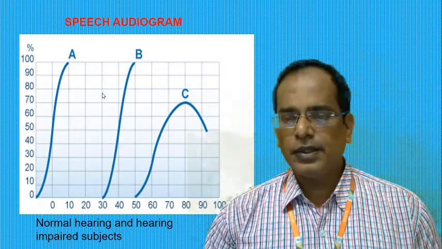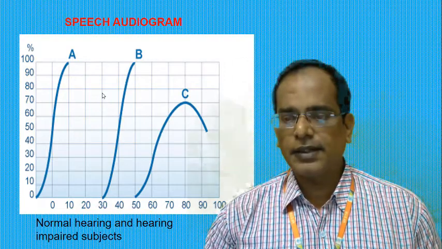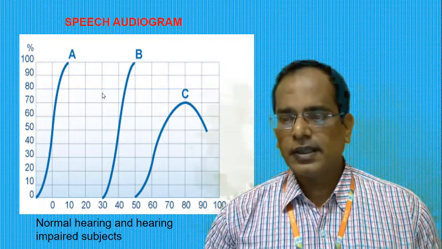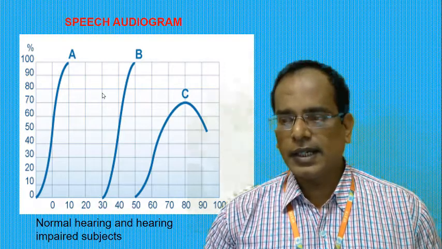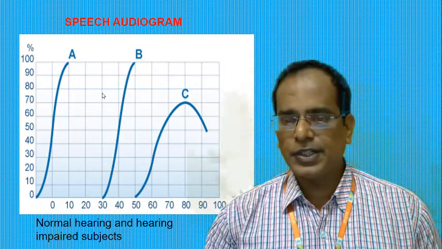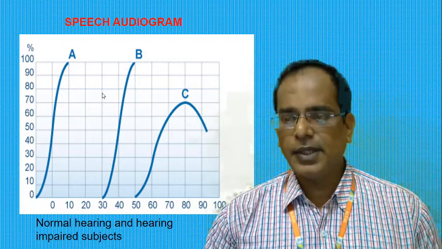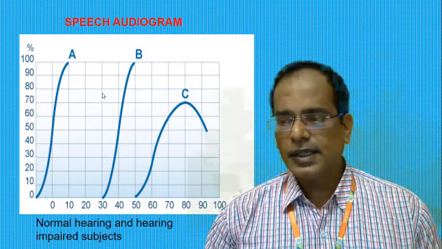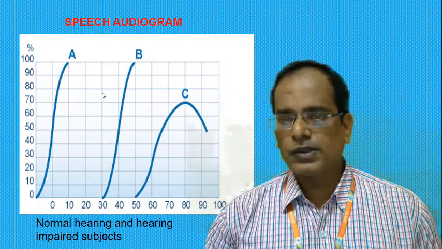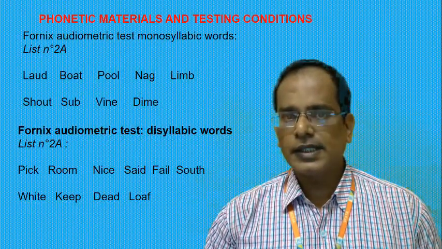So it is important to distinguish between WRS, which gives an indication of speech comprehension, and SRT, which is the ability to distinguish tones.